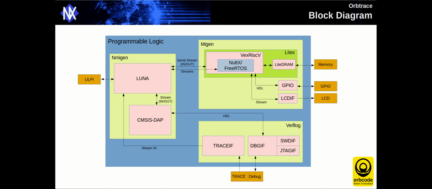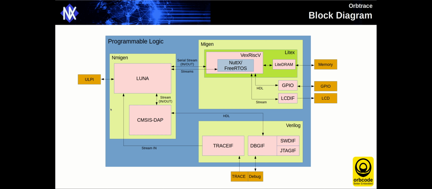In terms of the Verilog side of the fence, we have the trace interface for taking the data from the device and reformatting it and making it available to the PC. We also have the debug interface, which can do SWD or JTAG for debugging. These are the two physical interfaces here. And then over in MyGen, we have the SimSysDAP capability and Luna, which offers the USB connection. And that all plugs into a bog standard LPC to communicate at USB HS rates with the PC.